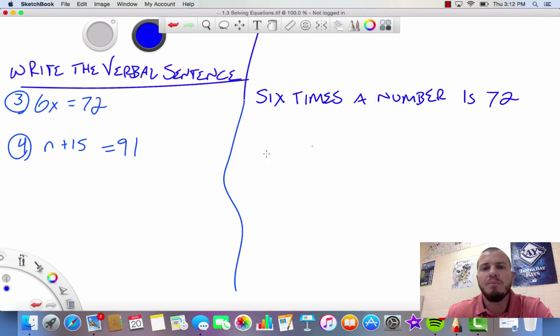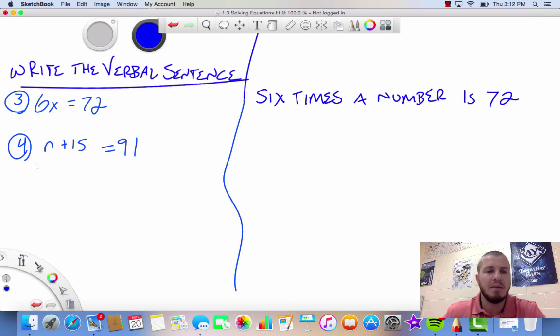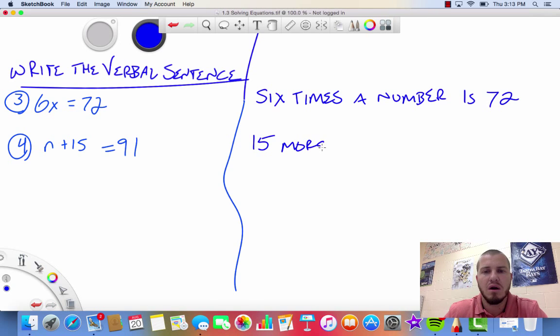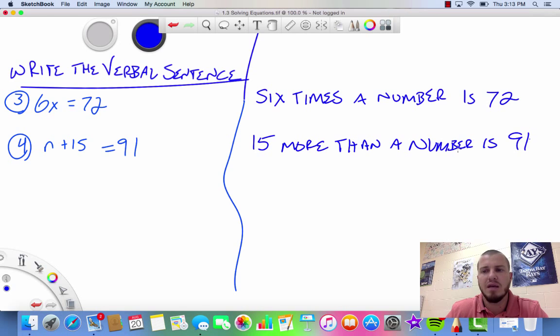Okay? And this next one is n plus 15 equals 91. Well, how we're going to write that one out is we're going to say, what are you doing with n? What are you doing with a number in order to get it to be n plus 15? You're adding 15 to it. So that means 15 more than a number is 91.